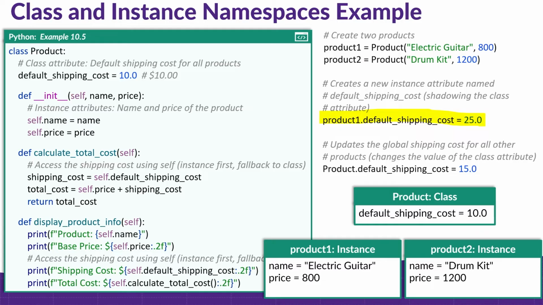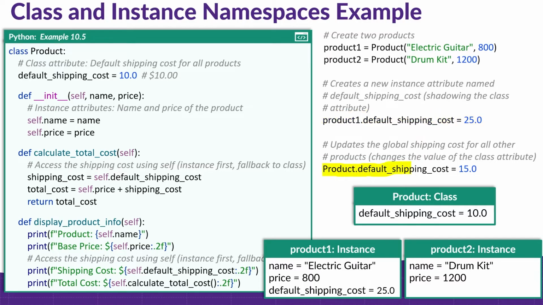Now we do something interesting here. This looks like that we're just accessing the class attribute, but we're not actually. What this does is it defines a new instance attribute that happens to be named the same, default shipping cost. So this is added to the product 1 namespace. Product 1, the instance of product, now has a new instance attribute named default shipping cost that's set to be equal to 25. And this has no impact on the default shipping cost class attribute, which is still equal to 10.